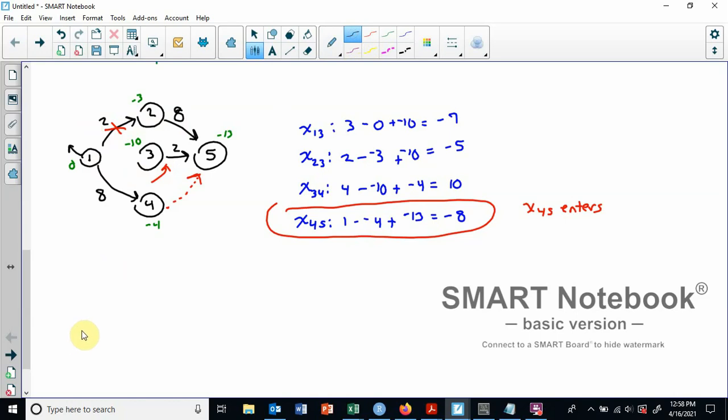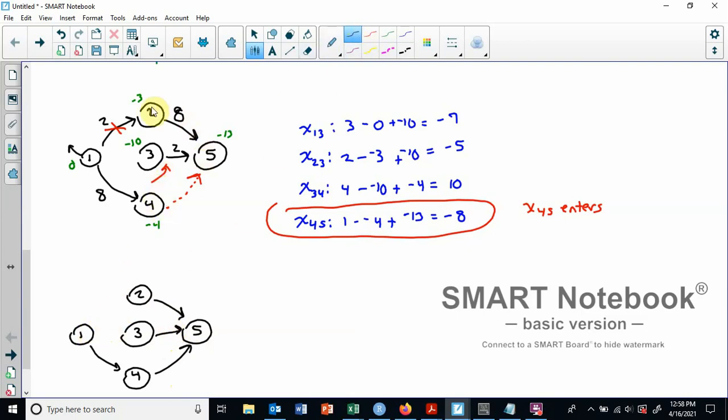So let's draw our new network. If I were smart, I would have just copied this and just keep pasting it, but that's okay. So 1 to 4 is happening. 4 to 5 is now coming in. 2 to 5, 3 to 5, and 2 to 5. Right, and let's update all the flows.